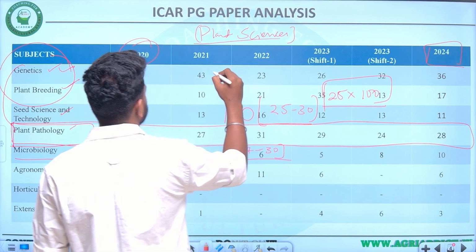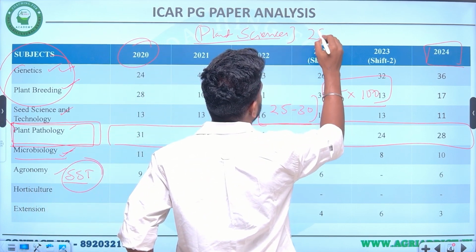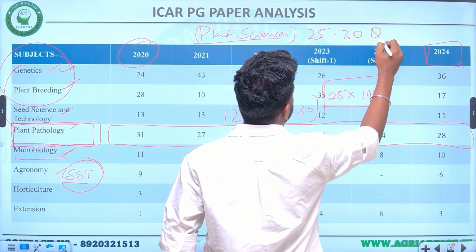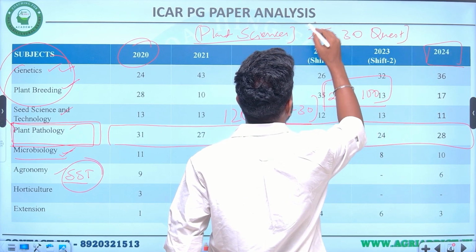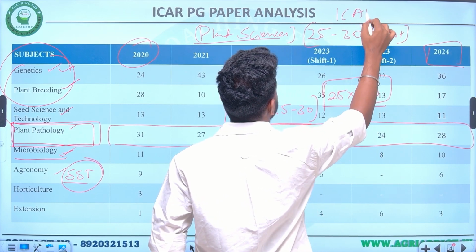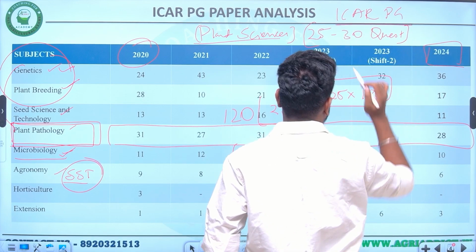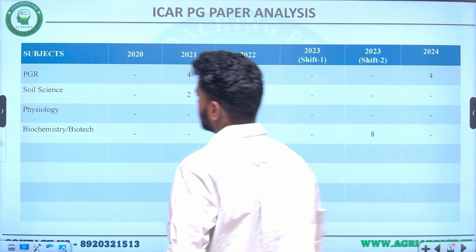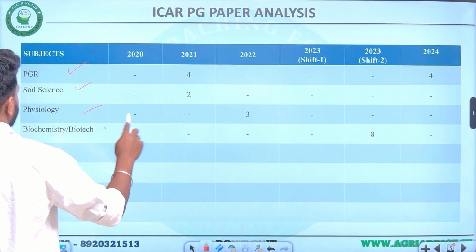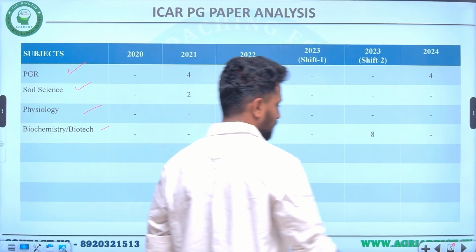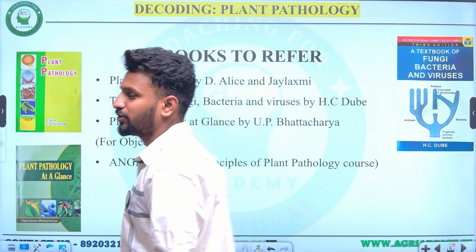So we have known the weightage now. About 25 to 30 questions can be asked in the exam every year of ICAR PG. Next, this is also for other subjects that are included, and the numbers are available here. Now let's come to the books.